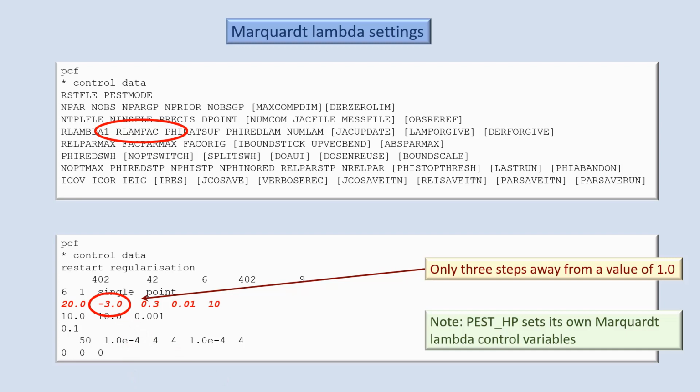Note, however, that if you're using PEST HP, you don't have to worry about variables which control the action of the Marquardt lambda. PEST HP takes care of all that itself. But you do need to supply values that control the action of Marquardt lambda selection if you're using PEST or BeoPEST.